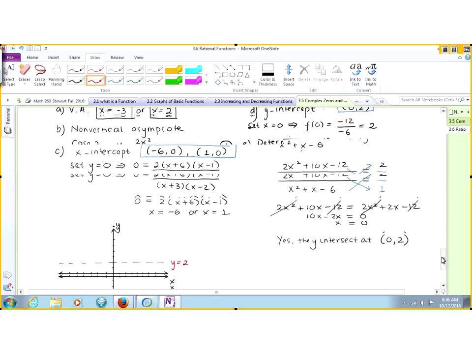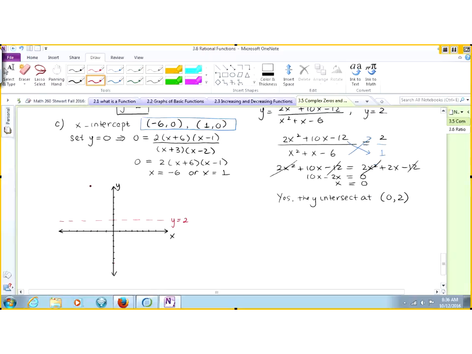Then what was the vertical asymptote? x equals negative 3 and x equals 2. Okay. So this is x equals negative 3. y equals 2. And then x is equal to 2 is right here. This is x is equal to 2. All right.